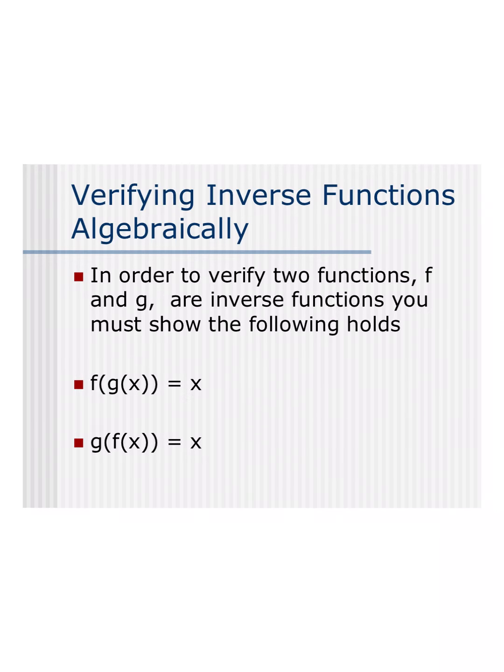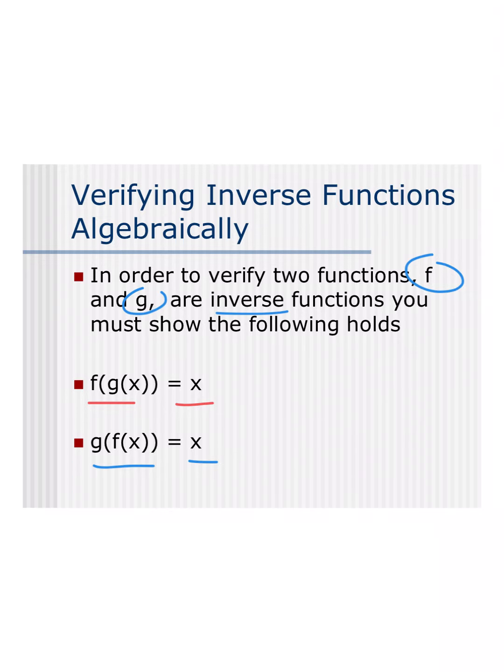All right, verifying inverse functions algebraically. In order to verify that two functions, f and g, are in fact inverses, we're going to show that two principles hold. We're going to take the composition two different ways. The first time, we say f of g, and when we simplify that, we should get x. The second time we flip the order and do g of f, and again we should get x. So if I take the composition both ways and simplify, each time I have to get x.